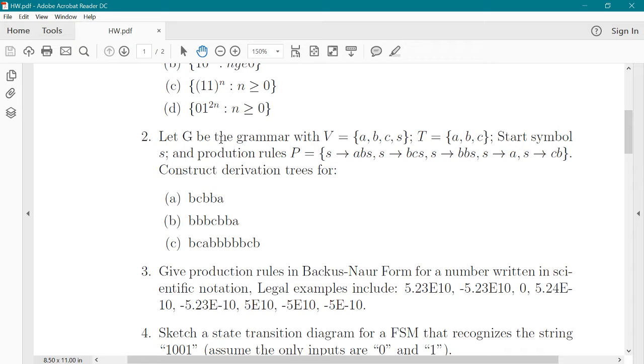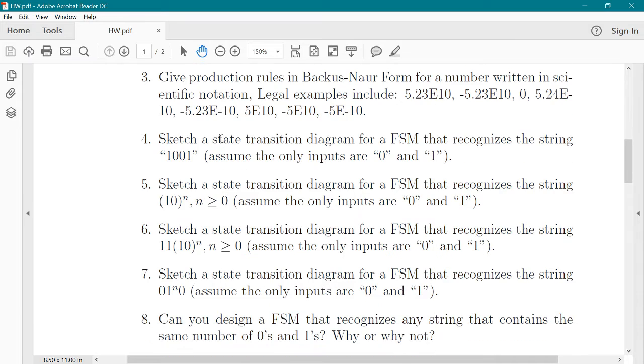So, other questions? Number 4. Recognizes the string 1001. So recognition is not too bad. There's a bit of an ambiguity in here, though.